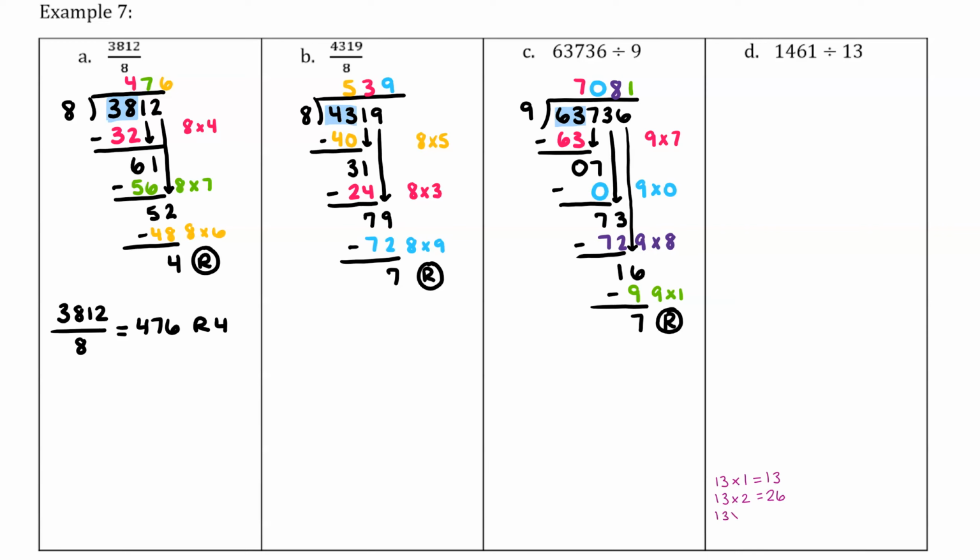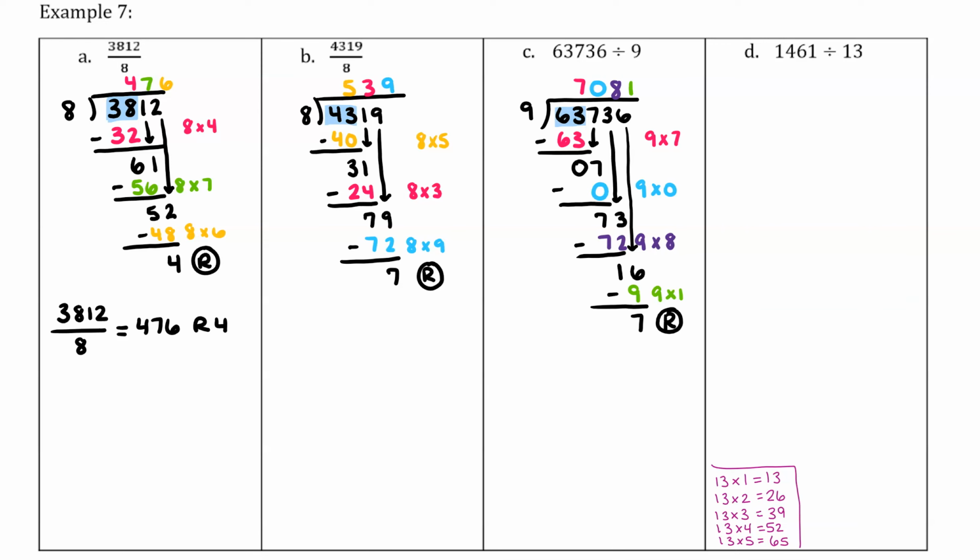So 13 times 3, I'm going to take 26 and add 13. That gives me 39. Let's do 13 times 4, makes 52. 13 times 5 would make 65. I'm putting these down here as a note since they're not in my times table. And if I need something bigger than 65, then I'll do some more.